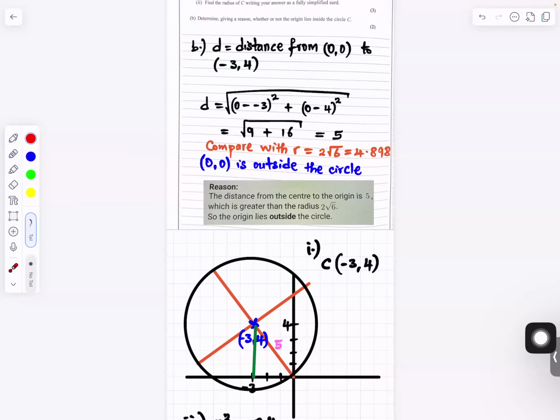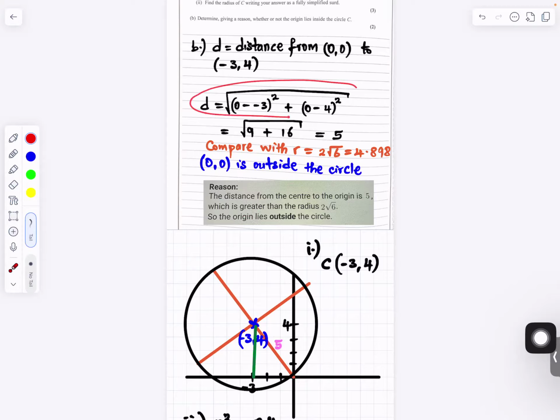And then part B, determine, giving a reason, whether or not the origin lies inside the circle. So I've put the diagram of the circle below there. You got minus 3, 4 is the center. So you want to find that diagonal line there. So you want to find the distance from the origin to the center of the circle.